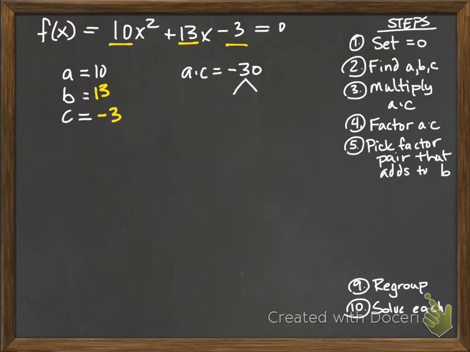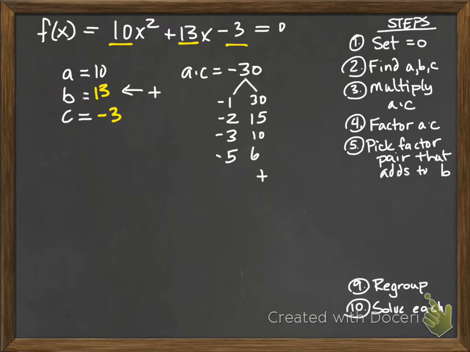The pairs that multiply together to make 30 are 1 and 30, 2 and 15, 3 and 10, and 5 and 6. But they have to multiply together to make a negative, so one number in each pair is going to have to be negative. To figure out which one, we look at our b value. Since b is positive, our larger numbers are going to be positive, so we're going to make the smaller ones all negative. We got that, no big deal.